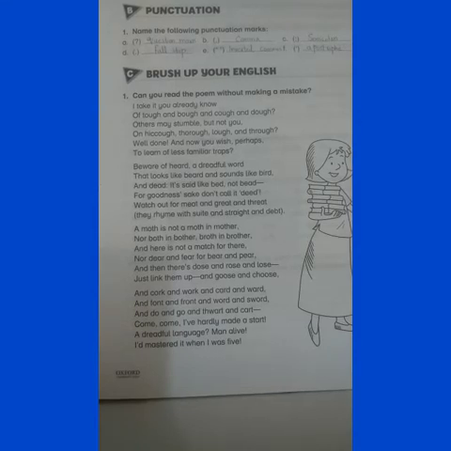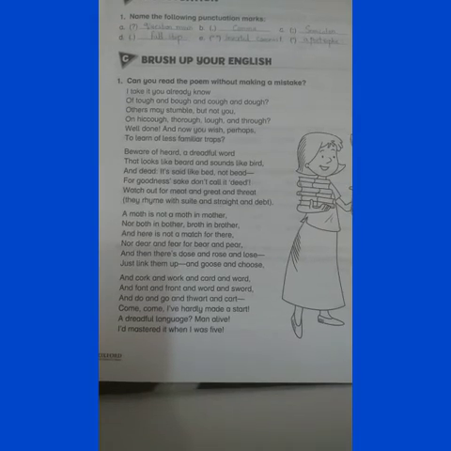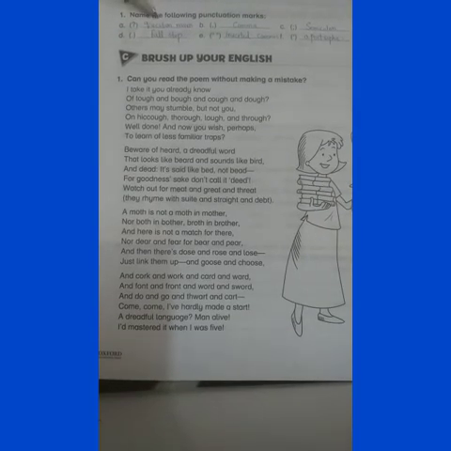Punctuation marks are the symbols, and there are 14 punctuation marks in English. Their purpose is that punctuation is used to create sense and clarity in writing, and they organize the piece of writing or text, or they clarify the meanings more. So here they have given us some punctuation marks. They want us to name the following punctuation marks.